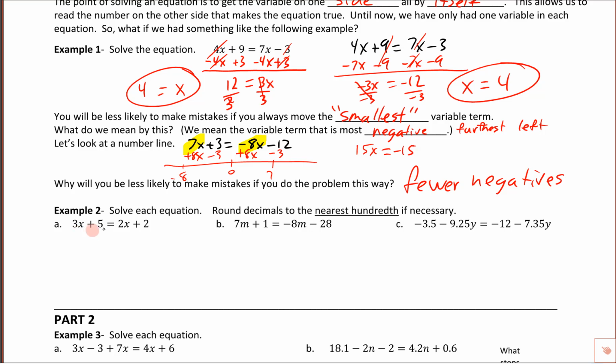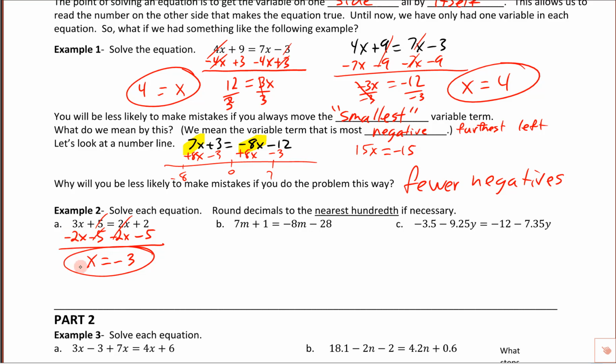We've got the 3x and we've got the 2x. Notice that each side is already simplified. So I'm going to go ahead and move the smallest one. That's the 2x. So I'm going to subtract 2x from this side and 2x from this side. Since we're going to get the variable over on this side, let's go ahead and get rid of that 5. We're going to do that by subtracting 5. So those are going to cancel. That's going to leave us with an x over here and a negative 3 over there. So pretty cool. In basically one line of work, we've got our answer there.